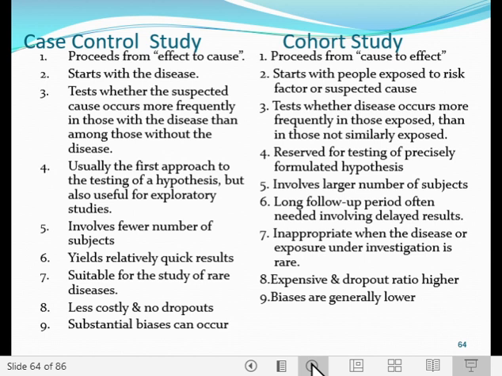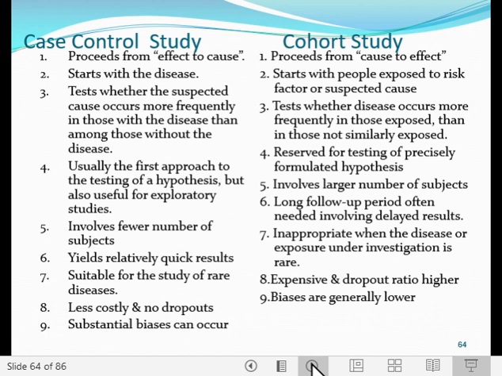Case control study is usually the first approach for testing of a hypothesis, but it is also useful in exploratory studies, while cohort study is reserved for testing of precisely formulated hypotheses. Case control study involves a fewer number of subjects, while cohort study involves a larger number of subjects. Case control study is retrospective and therefore it yields quick results, while cohort study is a prospective study, therefore a long follow-up period is often needed, involving delayed results.